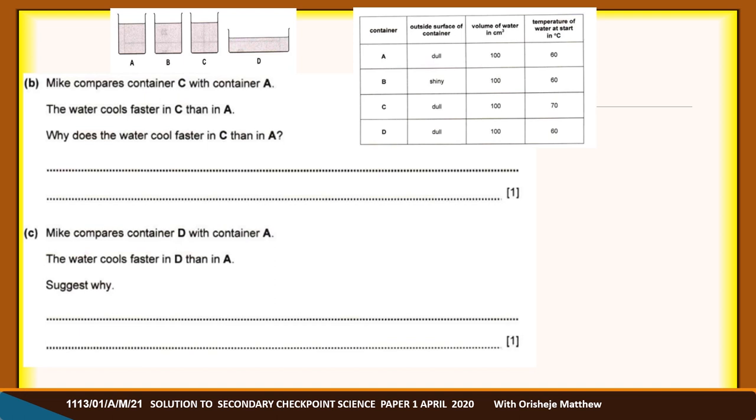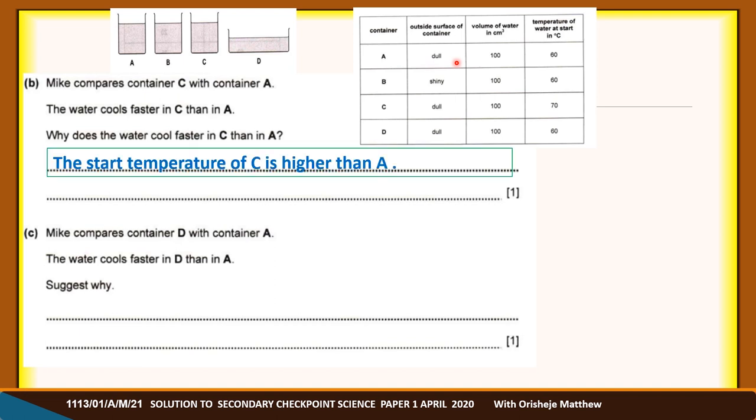Mike compares container C with container A. The water cools faster in C than in A. Dull surface. Why does the water cool faster in C than in A? The start temperature of C is higher than that of A.